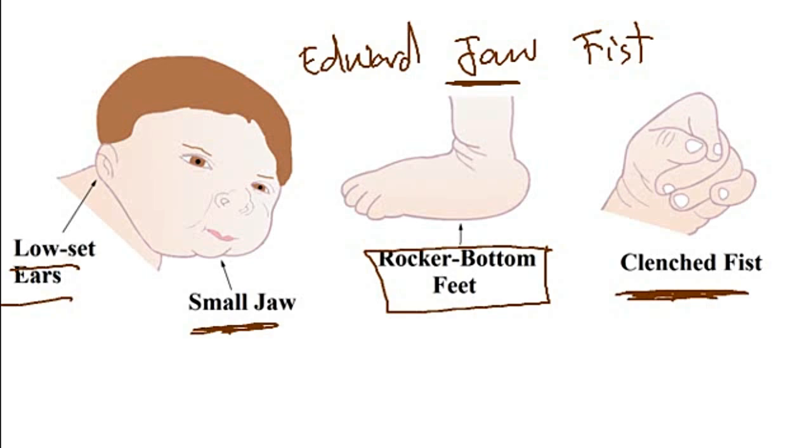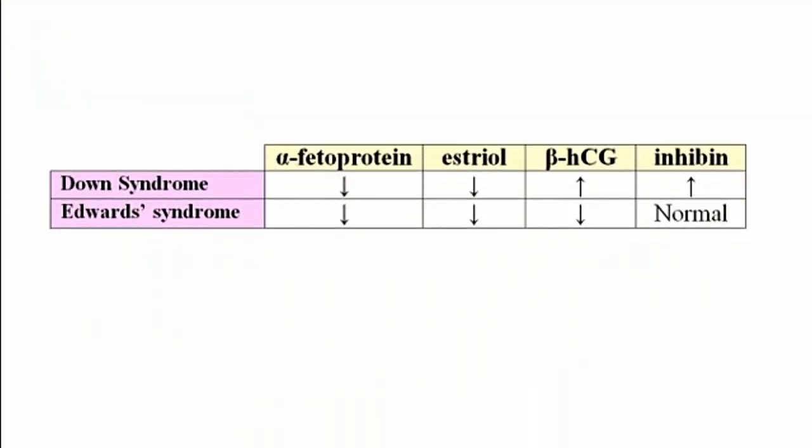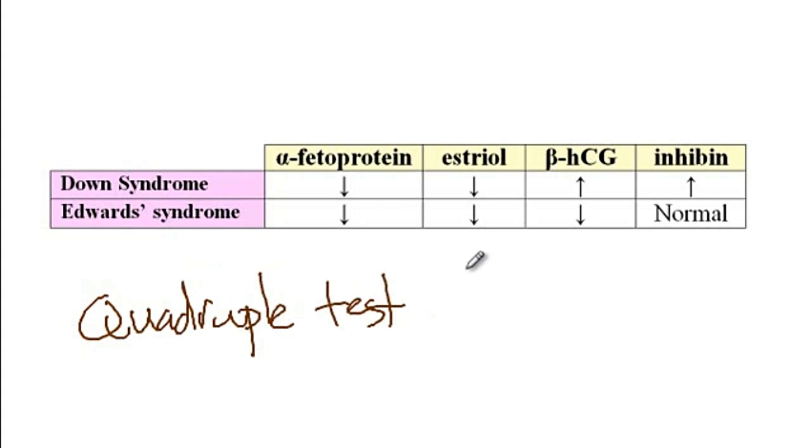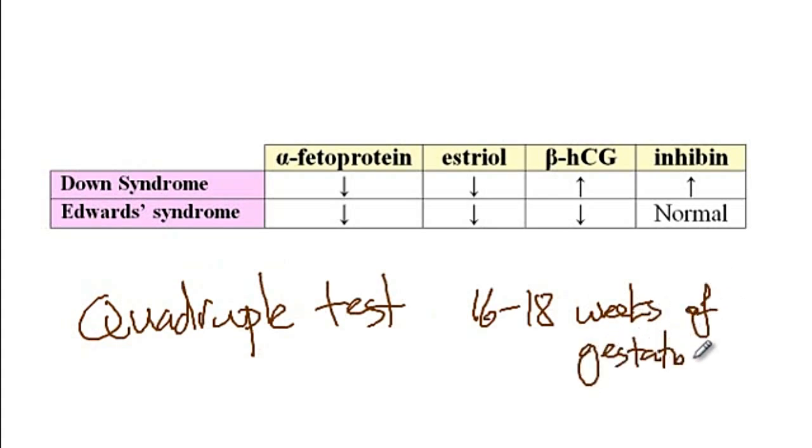Now, for your step 1 exam, it's really important to know the lab value changes that you see in patients with Down syndrome as well as Edwards syndrome. So the test that is shown here, where it measures the alpha-fetoprotein, estriol, beta human chorionic gonadotropin, and inhibin levels in the maternal serum, is called quad or quadruple test. And this test is basically done at 16 to 18 weeks of gestation. And the lab changes that you see with Edwards syndrome is there is a decreased level of alpha-fetoprotein, estriol, and beta-HCG, but normal levels of inhibin.